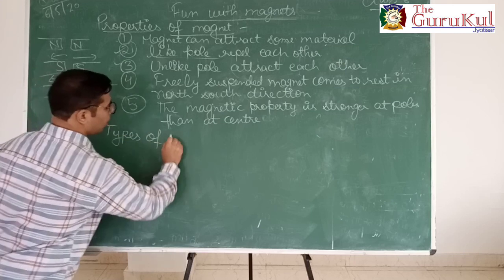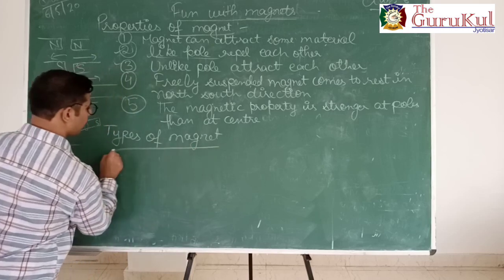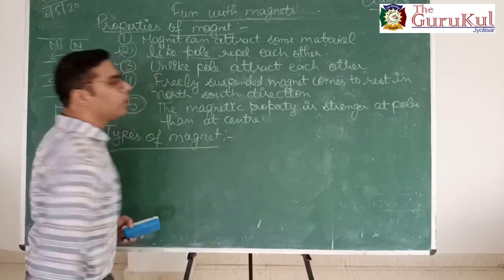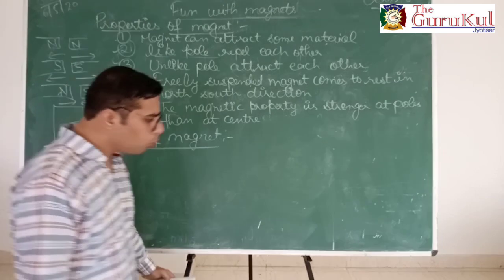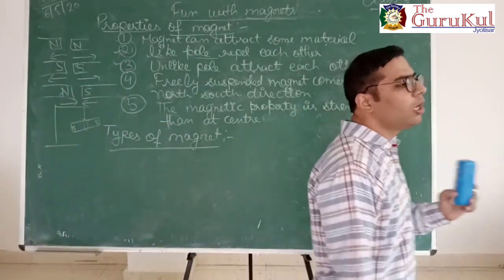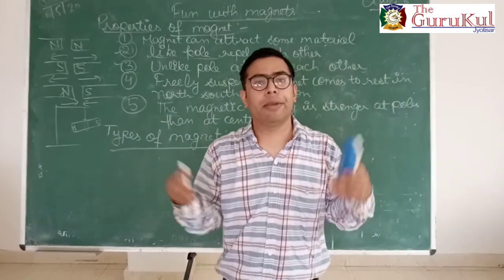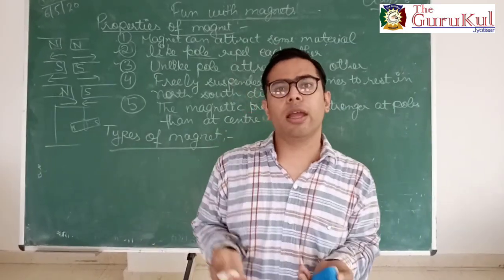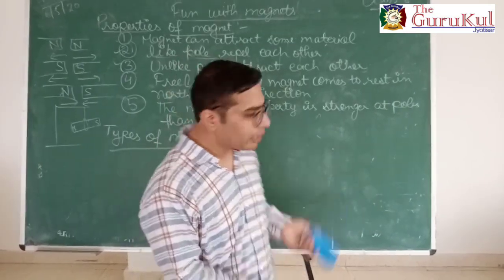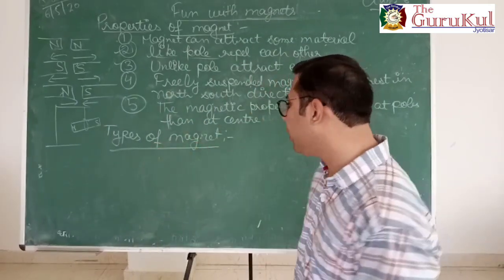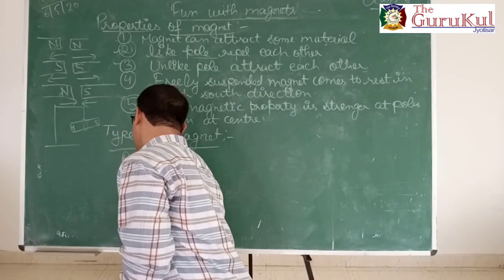Now after this, the next topic will be types of magnet. Now directly going to this topic. Okay, before this topic I am going to do some activity. There are two activities I am going to do. Activities, as you know, make us learn science in a better way. So there are two activities before this topic. The first is activity 1.